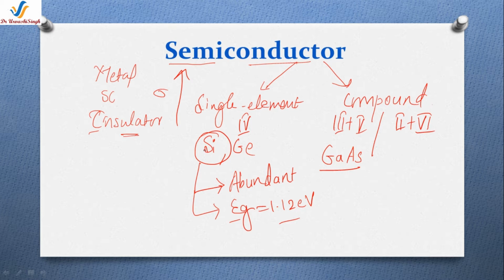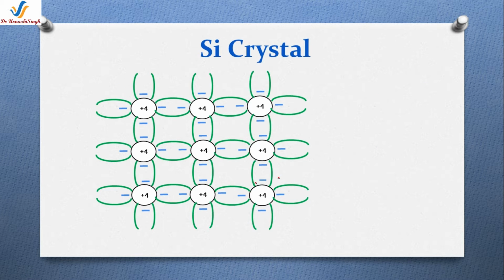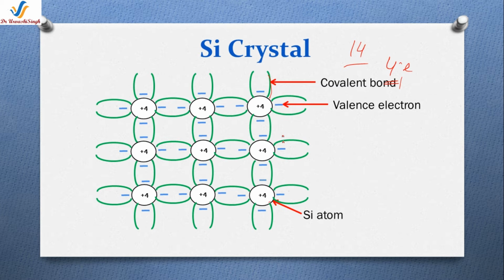Now let's see the 2D structure of the silicon crystal. So this is the 2D structure. Silicon has a total of 14 electrons, where 4 electrons are in the valence shell. And these 4 electrons are equally shared with the neighboring 4 atoms. In this way, it forms a tetrahedron structure. So this is the silicon atom, these are the covalent bonds and these are the valence electrons.